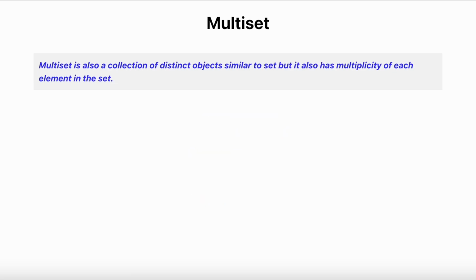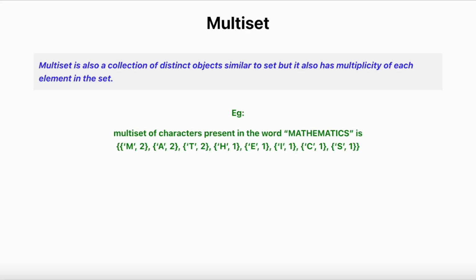Multiset. A multiset is also a collection of objects similar to a set, but it also has the multiplicity of each element in the set. For example, let's look at the multiset of characters present in the word mathematics. Here the characters m, a and t have multiplicity 2 and other characters have multiplicity 1.